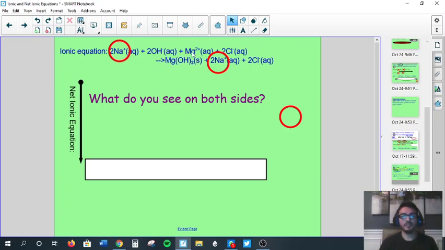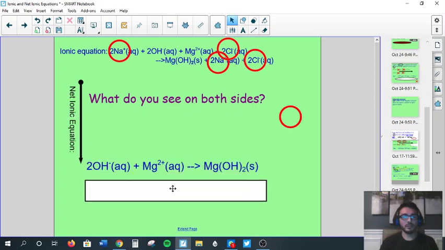Okay, they have to be exactly the same. They have to be Mg2+ (aq) on the left, Mg2+ (aq) on the right in your products. We don't see that happening. We skip over that. What else do we see? Two chlorides. Two chlorides. Perfect. Has to be exactly the same. Right? That's it. That's all we can cross out. What we end up with is our net ionic equation, and that looks like this.